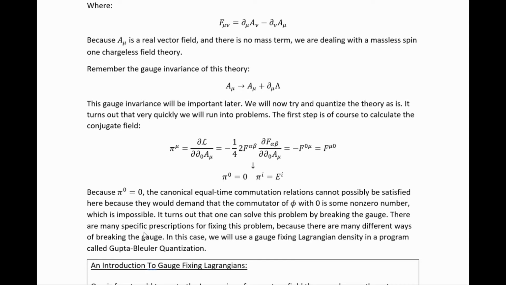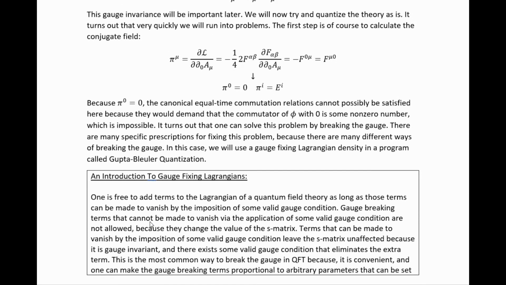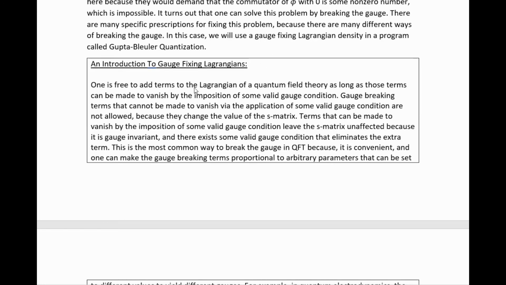There are many specific prescriptions for fixing this problem, because there are many different ways of breaking the gauge. In this case, we will use a gauge-fixing Lagrangian density in a program called Gupta-Bleuler Quantization. One is free to add terms to the Lagrangian density of the quantum field theory as long as those terms can be made to vanish by the imposition of some valid gauge condition. Gauge-breaking terms that cannot be made to vanish via the application of some valid gauge condition are not allowed because they change the value of the S matrix.